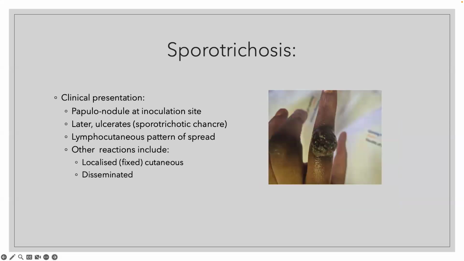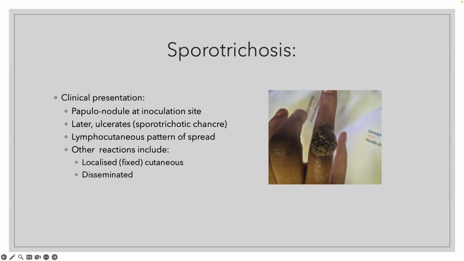All right, the initial presentation of sporotrichosis is a single papule at a site of injury, most commonly affecting the hand, and it occurs several weeks after inoculation. This may be followed by an erosion or ulceration with purulent discharge, and it's generally not painful. Three types of reactions can be described: your lymphocutaneous pattern, localized or fixed cutaneous pattern, and disseminated.